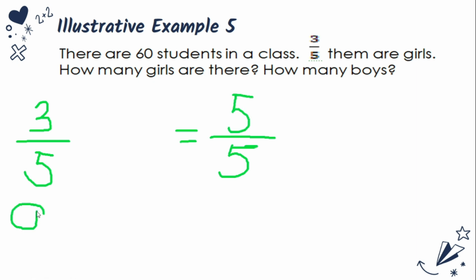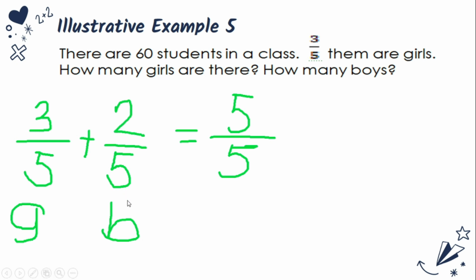If this is the girls, if we add that to the number of boys, it should give us the value of one whole, or yung one whole class nila na 5/5. Therefore, anong value dapat nung sa boys? It should be 2/5. 3/5 plus 2/5 is equal to 5/5.